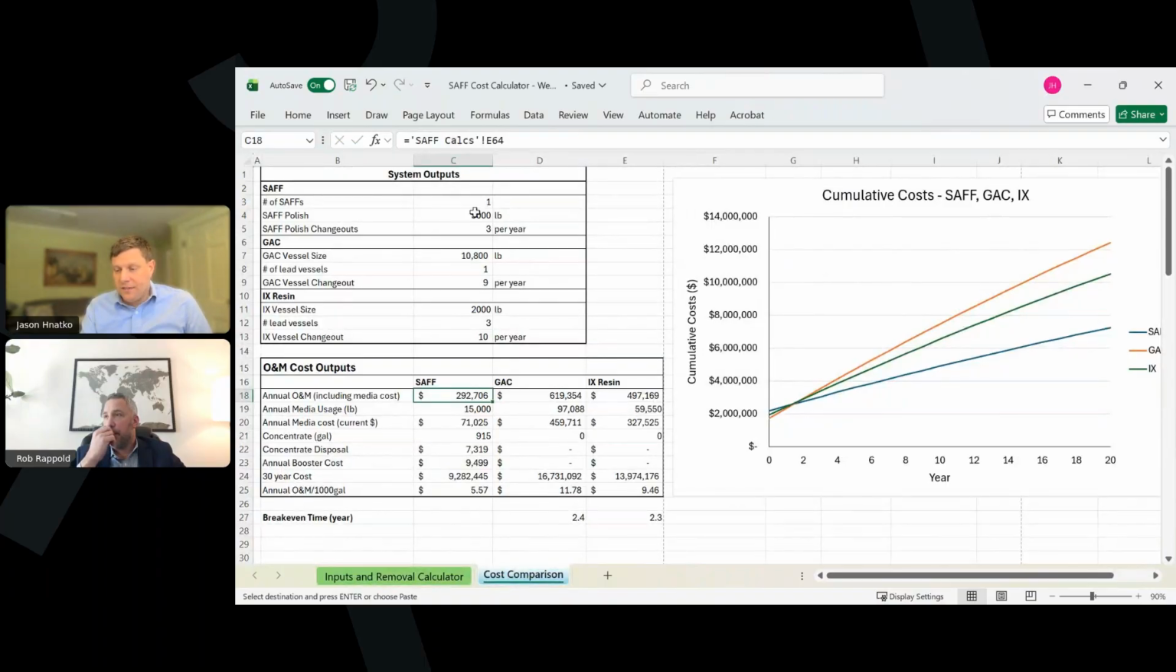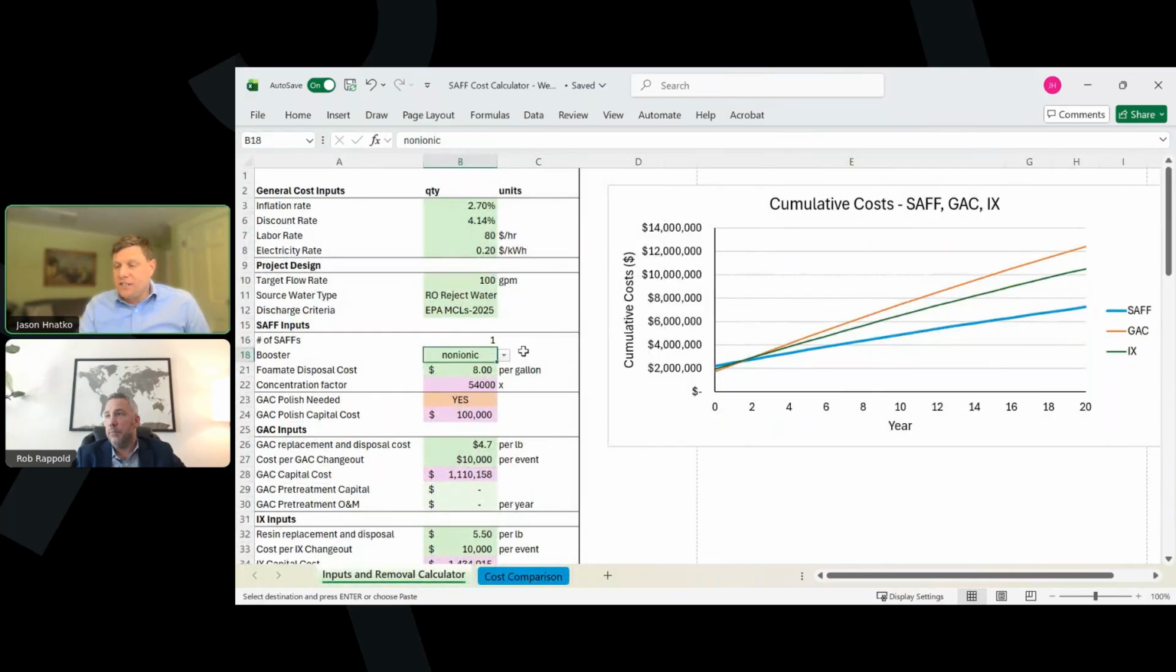So you see here on the breakdown with the SAFF polish, we're using about 15,000 pounds of carbon per year with the SAFF plus carbon versus 97,000 pounds of carbon for the carbon only system and about 60,000 pounds of resin. So your payback period with the non-ionic booster is just over 2 years for the SAFF capital costs versus those less expensive media-based systems.